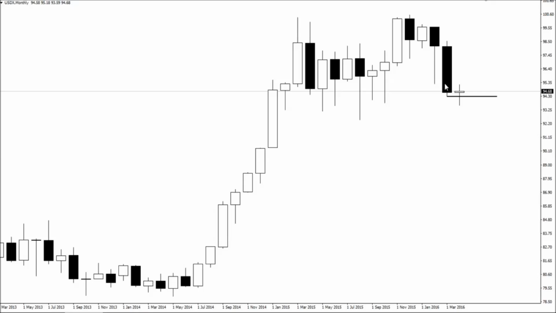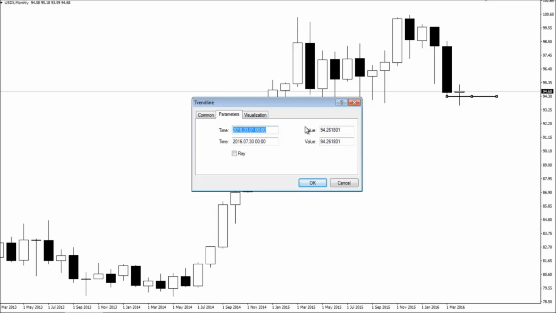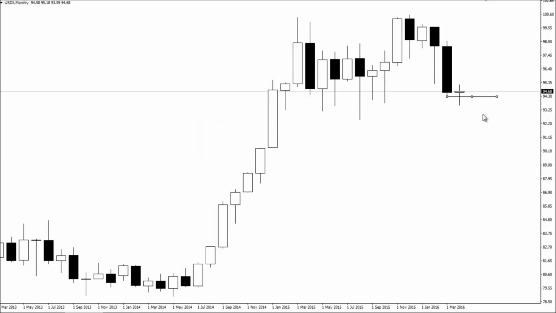So I'm gonna do this in a different color, a really thin line as well. So the low is 94.27. I'm just gonna explain how I start from the monthly and try to refine my levels. And sometimes it's useless, I'll draw this monthly low and it means nothing, but it doesn't matter. We'll see as we go on.